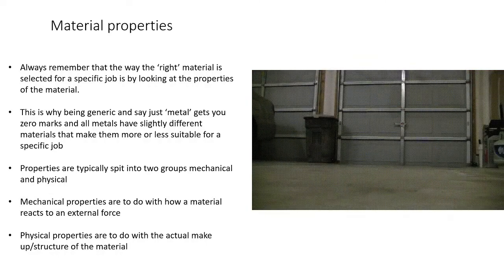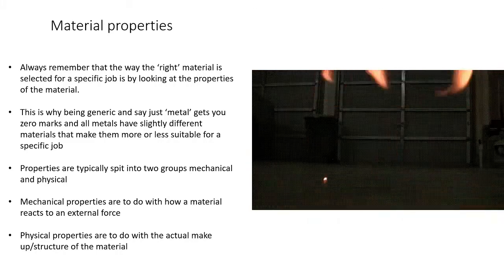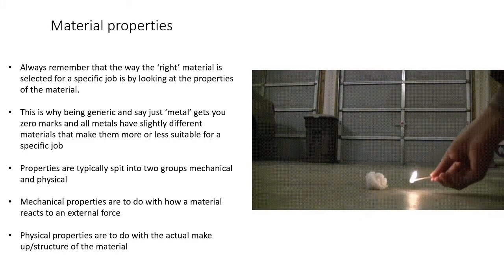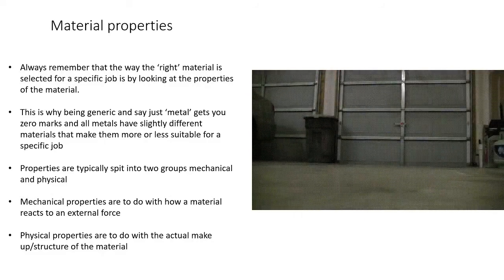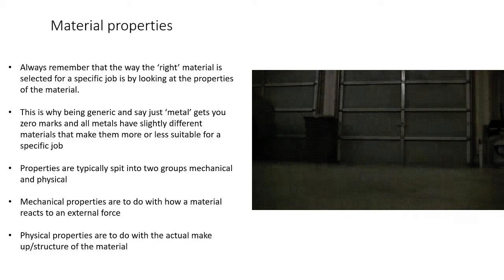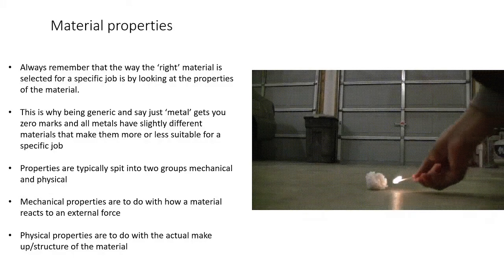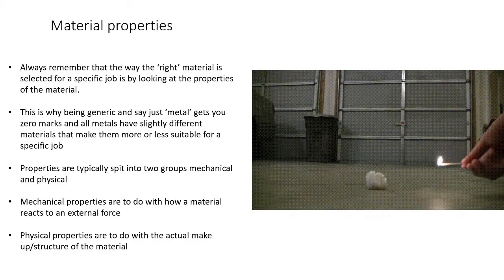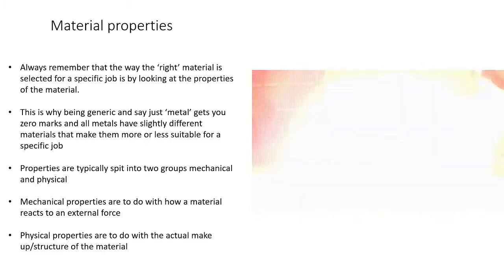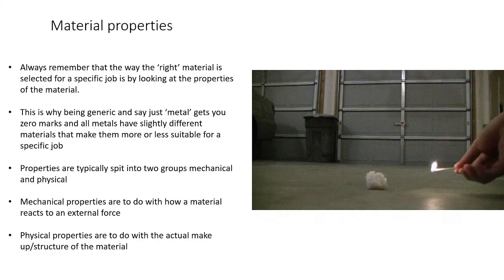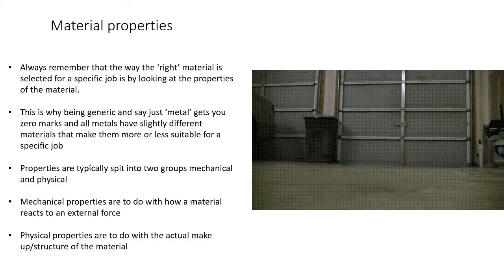With your properties, they are split into two groups: mechanical and physical. Simply put, mechanical properties are to do with external forces that apply to the material. So I sat on it and it didn't break, or I sat on it and it did break, or I pulled something apart, whatever it may be. Physical properties are to do with the actual molecular structure of the material, something passing through it, so how well it conducts electricity or heat, or light passes through it, that sort of thing. That's a general overview of materials properties and why it matters.